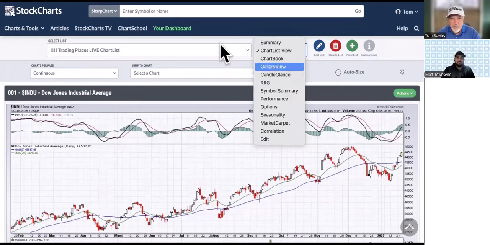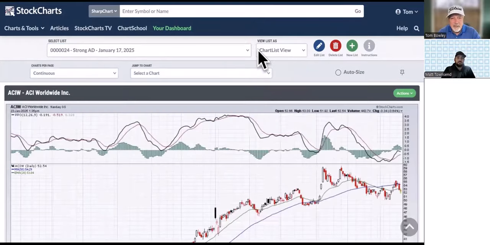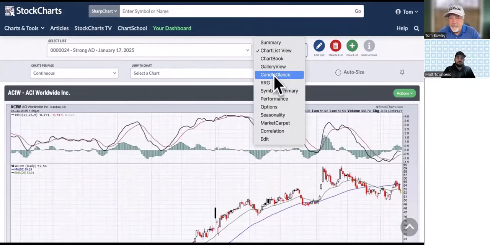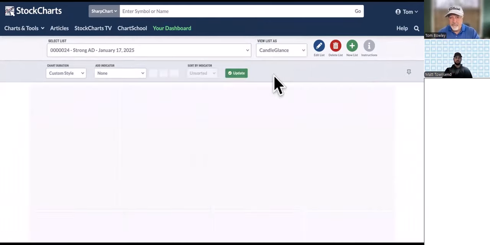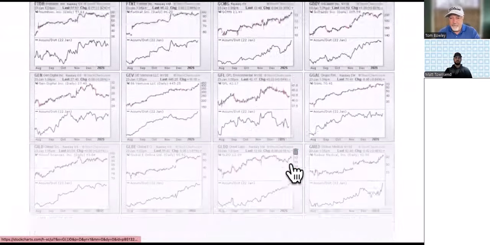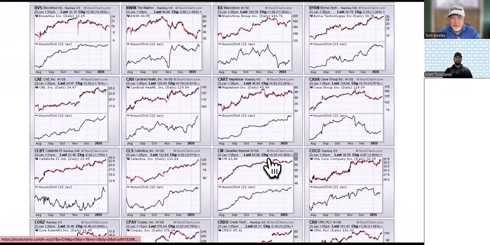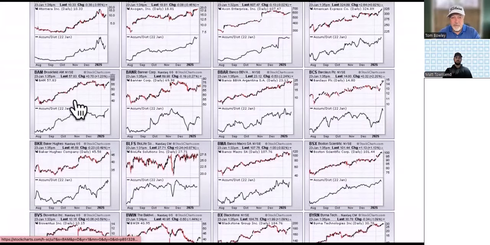Because this is the way I can look at every stock or everything on, wait a minute, that's not it. I need to pull up strong AD and then CandleGlance. Okay. So now if I pull up the CandleGlance, every chart that I have in my strong AD chart list, which I don't know, there's probably 200 and some charts, every one of them will show up on a CandleGlance. And when you look at the CandleGlance, you can go down all the way. Every one of these are set up, but look at the chart style. So the chart style is only the price action and only the AD line. That's all it shows for me.